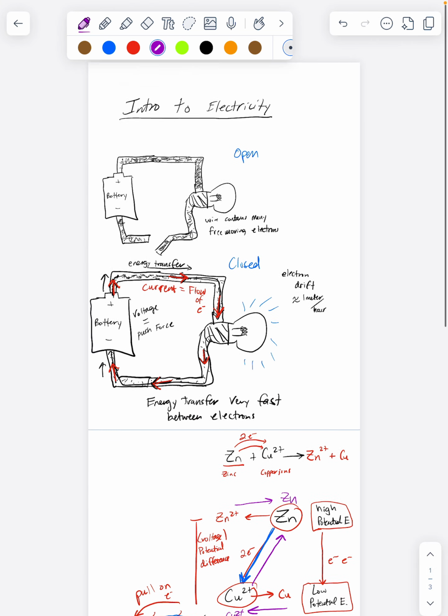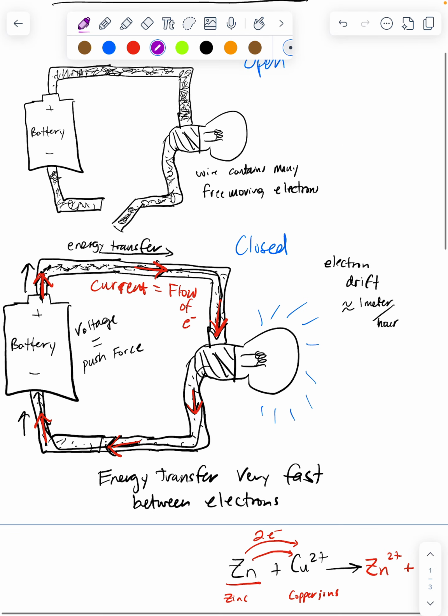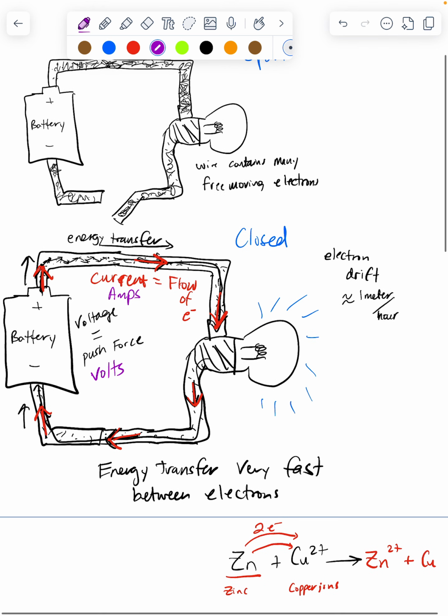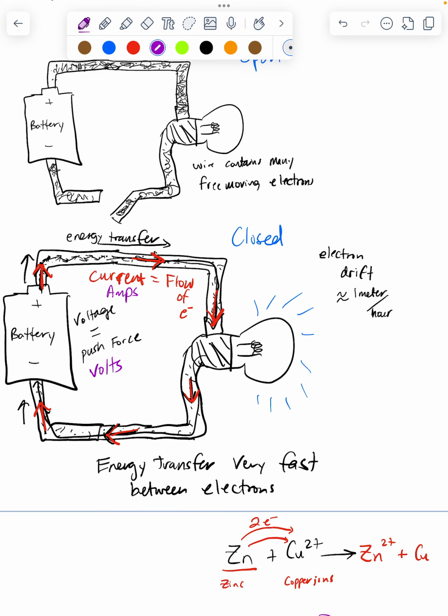Okay, so voltage is going to be our way of describing how strong a force there is on the electrons, how much energy and force there is on the electrons. We describe that in volts. And the flow of electrons through the circuit we call the current, and we describe that in amps or in amperes. The flow will only happen when we have a closed circuit, because that's the only way that the electrons actually feel that push and pull force.